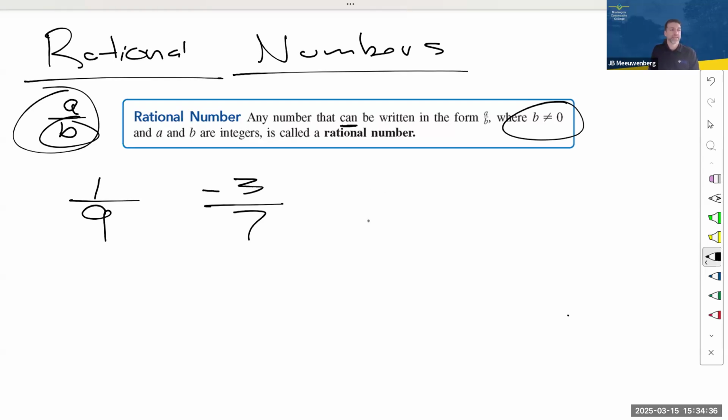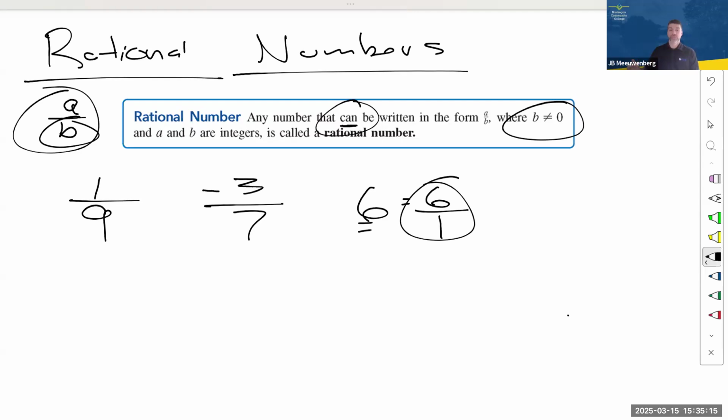Now, what about a number like this? Is that a rational number? Remember, the definition says it's a number that can be written in the form a over b. So the number 6 can be written as 6 over 1. Any whole number can be written over 1. And then it looks like a fraction, so it is a rational number. So the number 6 is a rational number because it can be written as the fraction 6 over 1. So integers are also rational numbers.